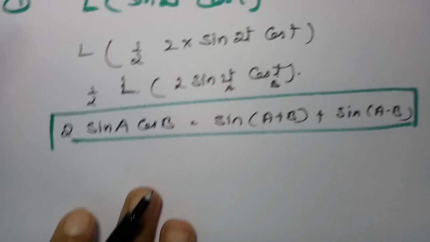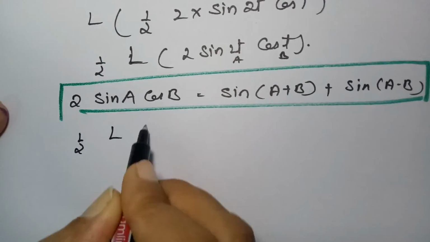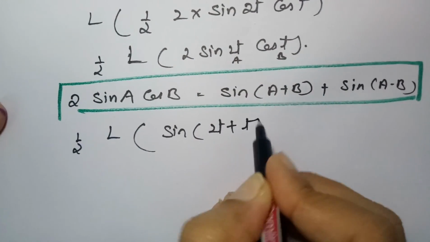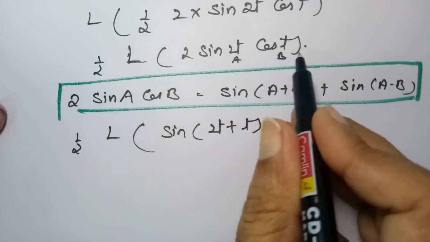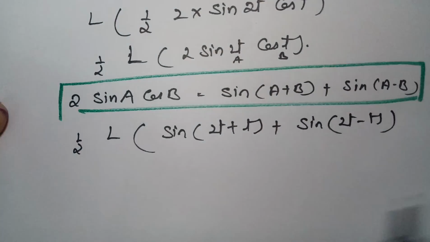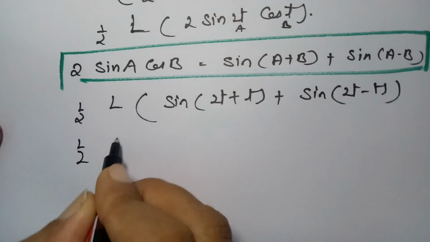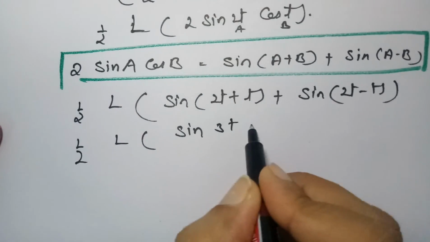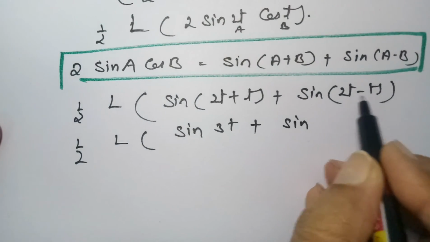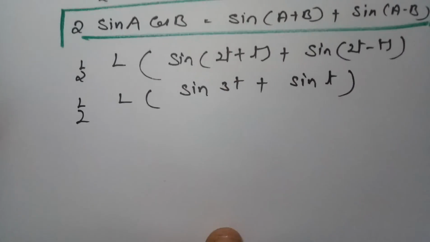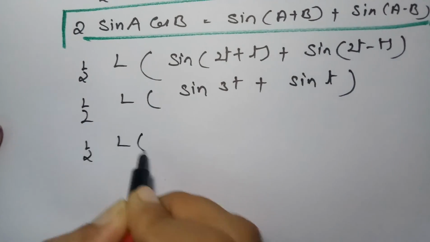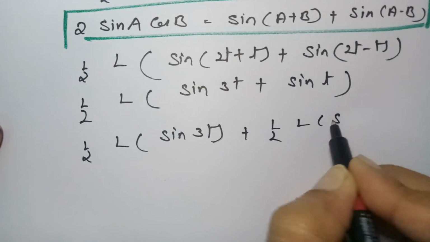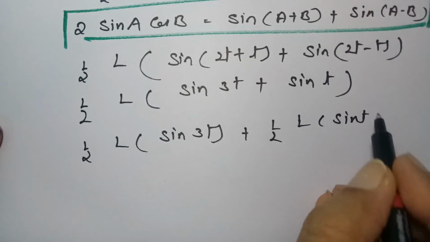This is half times of Laplace transformation of sin of, what is a plus b? That is 2t plus t. And sin of a minus b, that is 2t minus t. That is Laplace transformation of 2t plus t, which is nothing but 3t, and 2t minus t is t. That is half times of Laplace transformation of sin 3t plus half times of Laplace transformation of sin t.